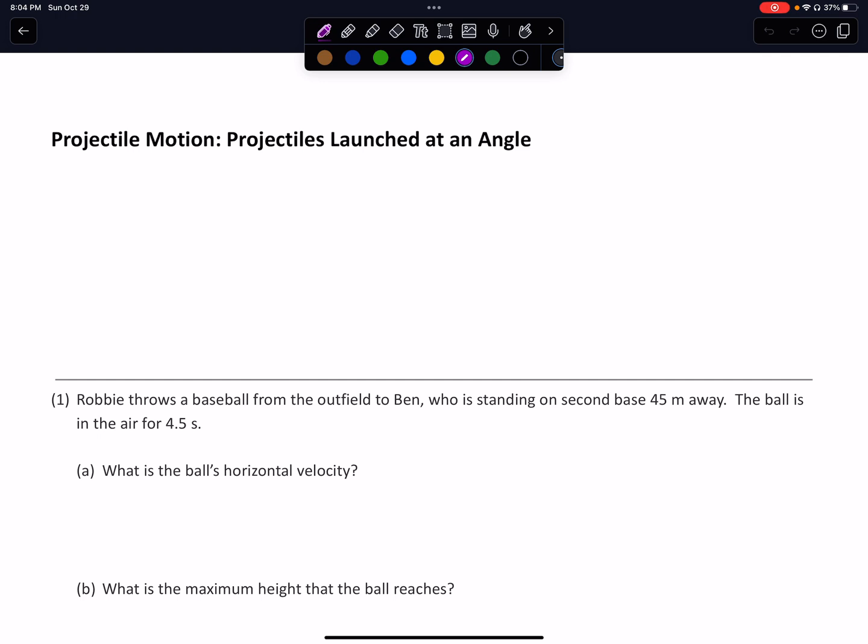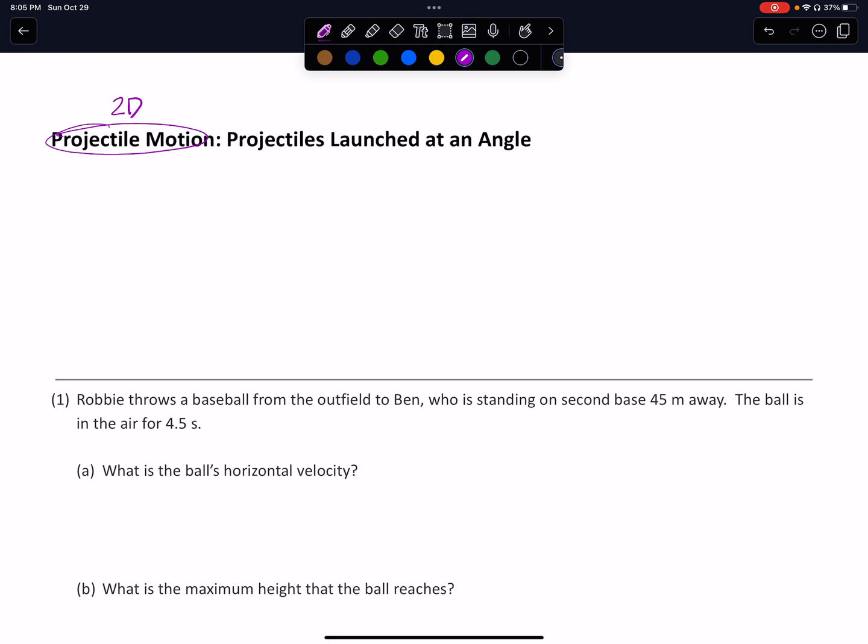This screencast is looking again at projectile motion, specifically at projectiles that are launched at an angle. Remember, projectile motion is two-dimensional motion where we have vertical and horizontal motion occurring simultaneously. And remember, from our earlier videos, we talked about how that motion has to be separated in terms of horizontal and vertical components for our calculations.